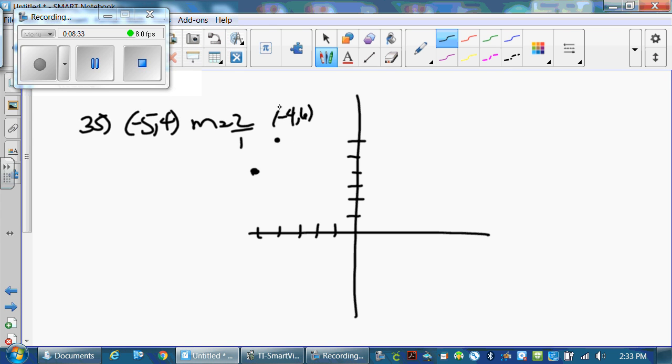And then I'll go up 2 and over 1, which would put me at negative 3, 8. And I'll go up 2 and over 1, which would put me at negative 2, 10. And that's 3 more points on the line. If you come up with 3 others, you could go down 2 and backwards 1. That would be fine too. All right, so I'm going to end this video, and I'm going to pick up with parallel and perpendicular next.